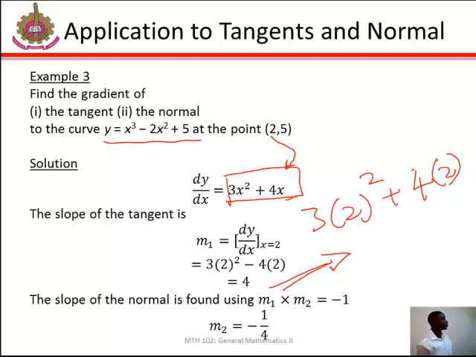Now, in order to find the slope of the normal, the formula to find that is m1 multiplied by m2 equals minus 1, where m1 is the slope for the tangent and m2 is the slope for the normal. So we make m2, which is what we are looking for now, the subject of the formula. So when we make m2 the subject of the formula, we are going to get our gradient for the normal to be minus 1 over 4.